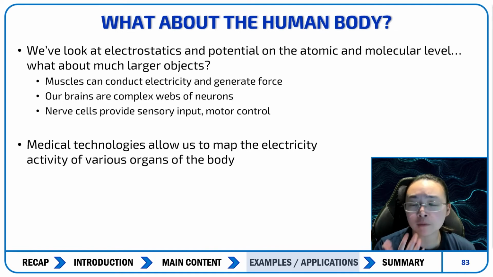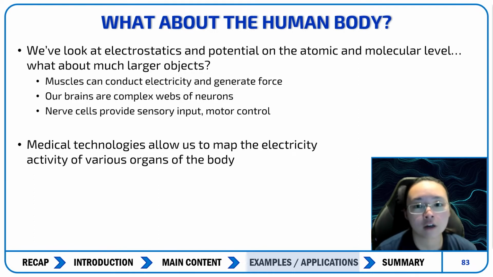So what about the human body? We've so far looked at electrostatics and potential on the atomic and molecular level, but what about much larger objects? So now we're moving into medical diagnostics. Where can we find electric potential? We can find it within our muscles, when they conduct electricity and generate force.